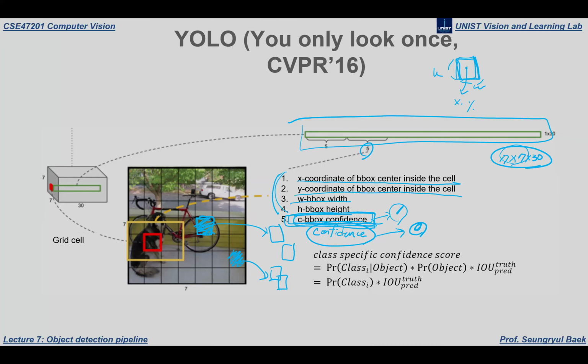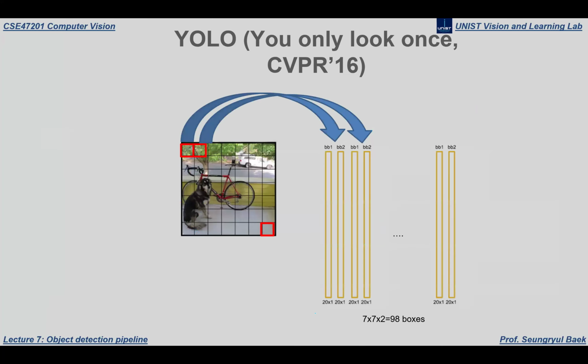Are you guys understanding this? Okay. So as a result, from the 7 by 7 regions, they are estimating two bounding boxes each, resulting in 98 boxes. So here they are estimating 98 boxes with a probability vector denoting the probability for 20 classes.